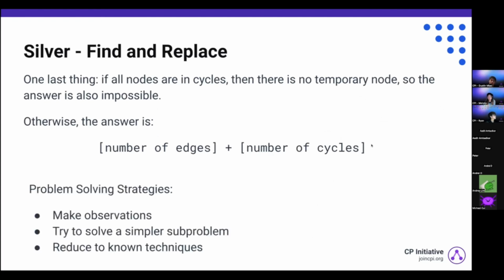One last thing. In regards to problem solving strategy, the thought process behind this is to solve a simpler subproblem. That would be identifying when the problem is impossible, making observations, and then we also want to reduce to known techniques, because USACO no longer gives very template problems like BFS or DFS or things like that. So what we want to do is get through all of the fluff and reduce the problem to something we know how to do. So that concludes the analysis of Silver Problem 1.